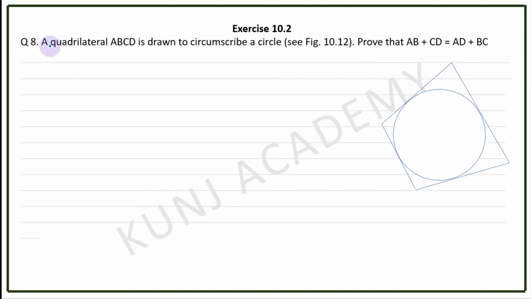Question 8. A quadrilateral ABCD is drawn to circumscribe a circle. Prove that AB plus CD is equal to AD plus BC. ABCD is a quadrilateral drawn to circumscribe a circle, given.